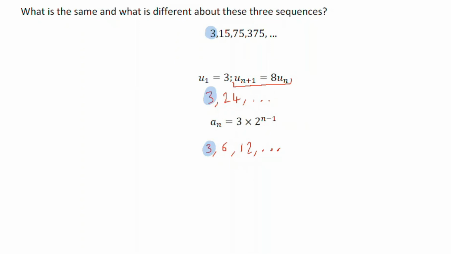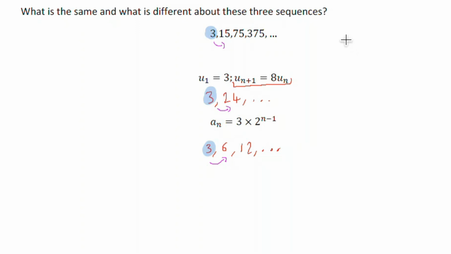Another thing that is similar about all these is they are all the type of sequence where to get from one term to the next, you multiply by a fixed amount. That is, they are what we call geometric sequences.